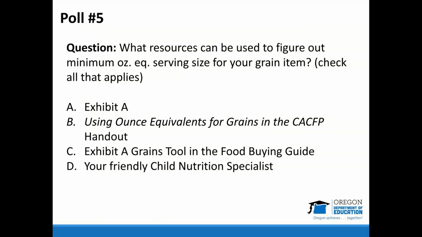So we talked through all the available resources out there. Let's answer one last poll. What resources can be used to figure out minimum ounce equivalent serving sizes for your grain item? Check all that apply. Is it Exhibit A, using the ounce equivalent for grains in the CACFP handout, Exhibit A grain tools in the food buying guide, or your friendly child nutrition specialist?